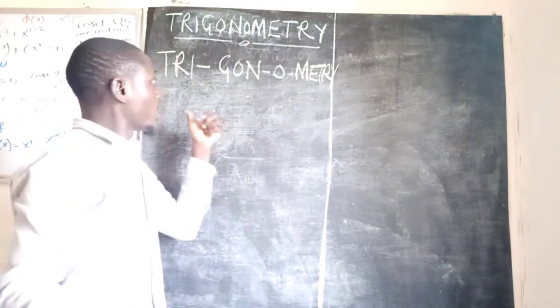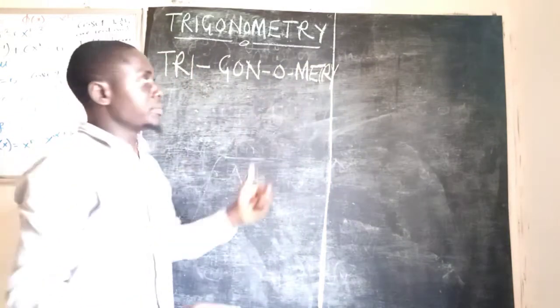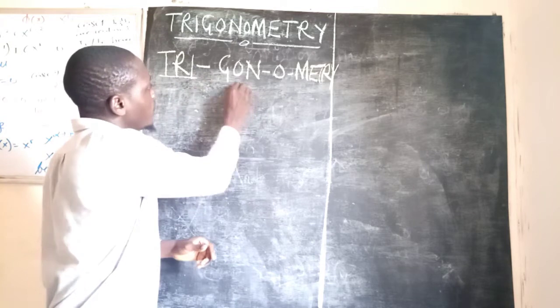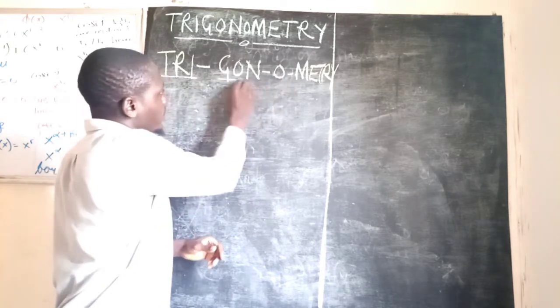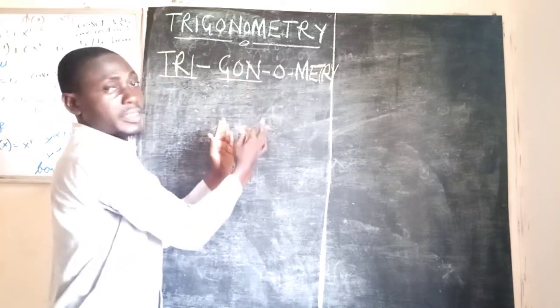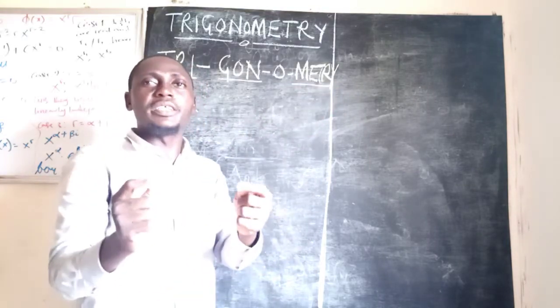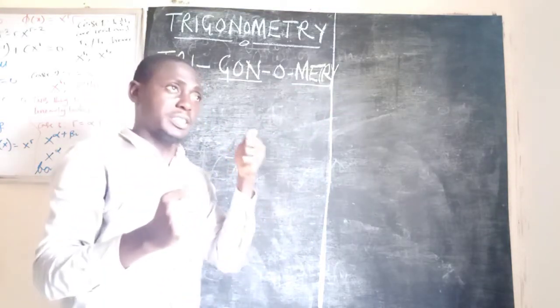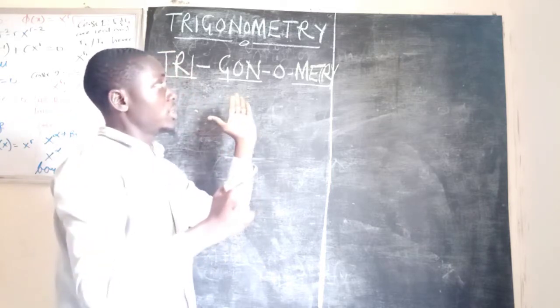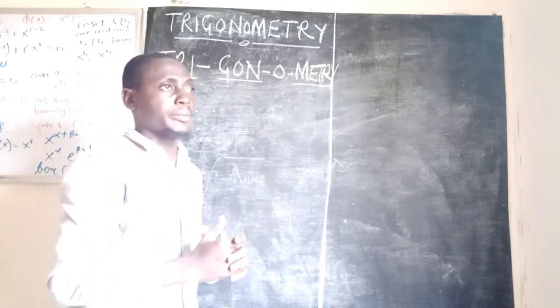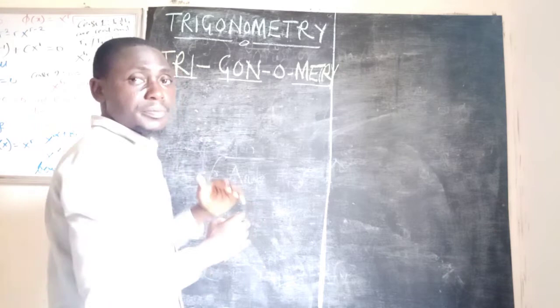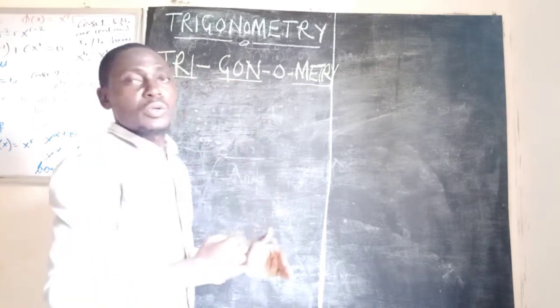Now let's take a look at the word trigonometry. We have tri, we have gon, but I put this gon together for a reason, and we have metric. Now let me explain each of the syllables in this word one after the other. We have tri, we have gon, we have metric.